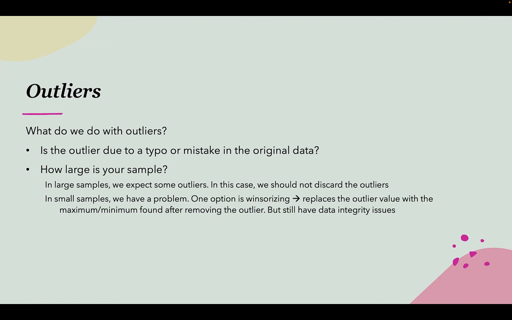However, if we have a small sample size and we have outliers, we do in fact have a problem. One option is something called Winsorizing, which replaces the outlier value with the maximum or minimum found after removing the outlier. But again, we can still have data integrity issues. What we definitely do not want to do is delete the outliers, especially if we have small data sets.